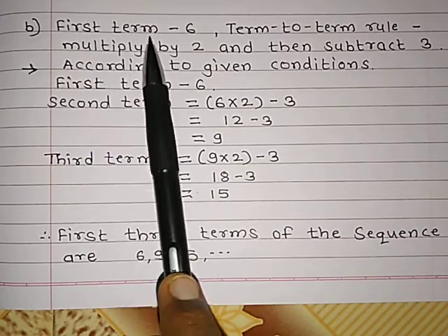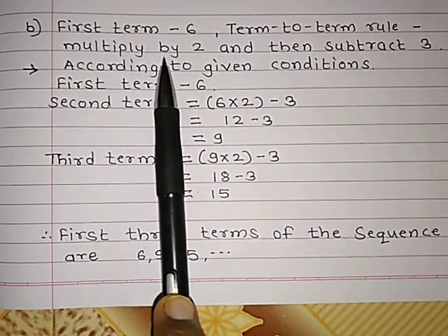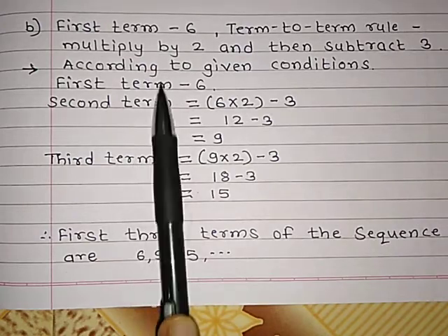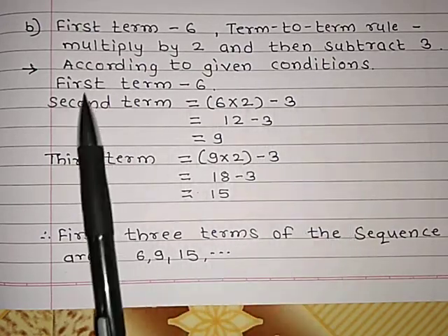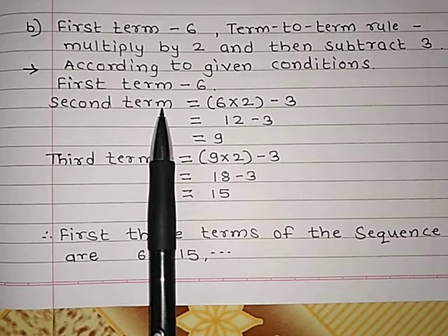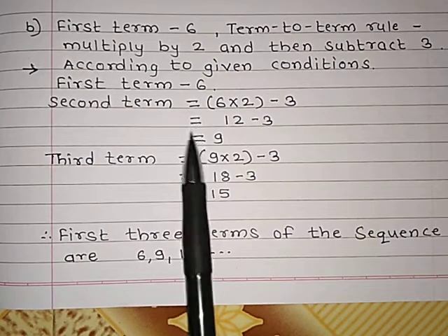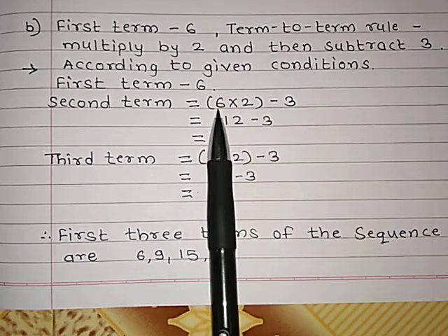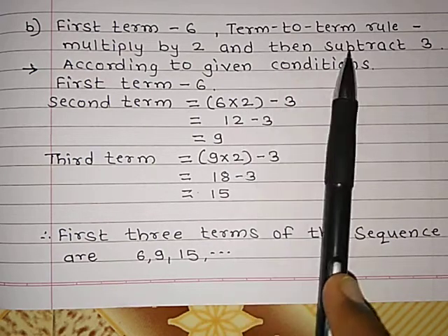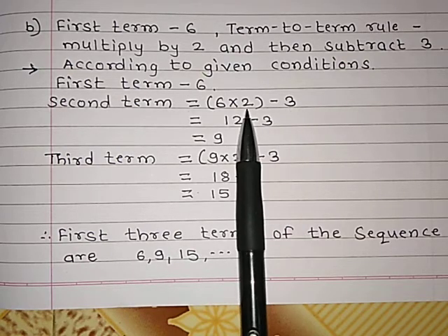Next question: the first term is 6 and the term to term rule is multiply by 2 and then subtract 3. According to the given conditions, the first term is 6. How do we find the second term? We have to go according to the rule. Multiply the first term by 2 and then subtract 3 from that multiplication.